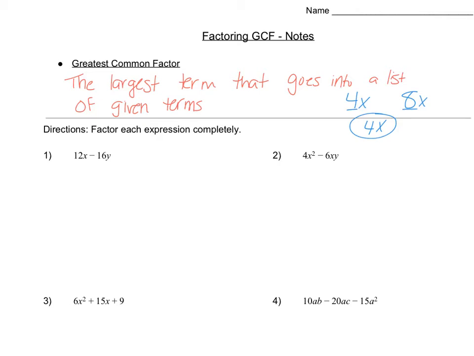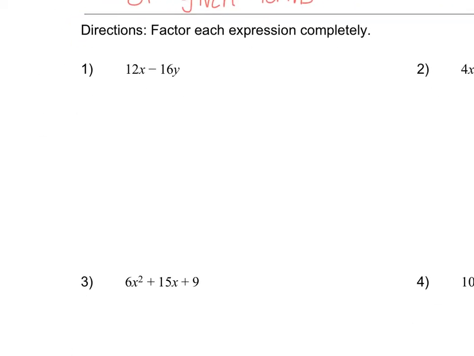So this section, I'm going to be actually factoring out the greatest common factor. So when we do this, not only do we find the GCF, but we take it out of the expression. Looking at our first example here, I want to find the GCF of 12x and 16y. And I'm going to take that out of the expression.